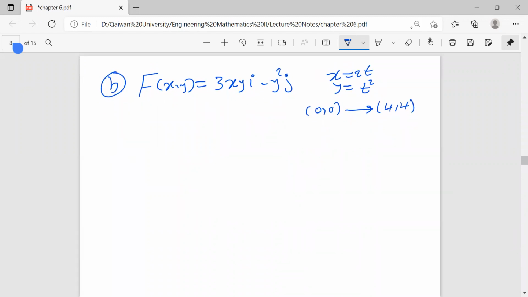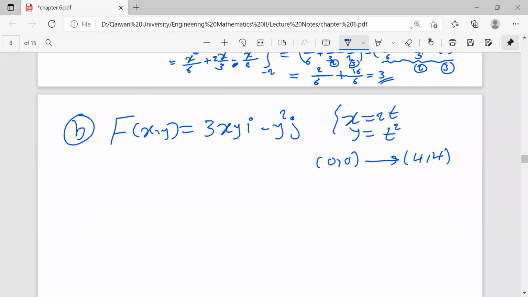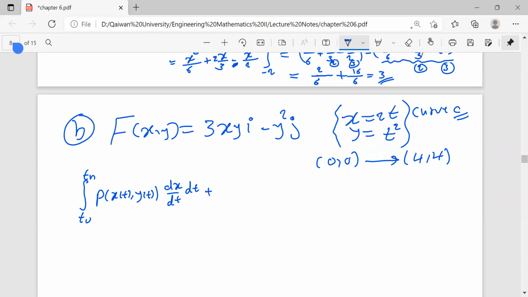As we said above, if we have given the curve, curve C, as a set of parameters, we use this rule for finding the line integral. It's the integration from t naught to tn of p of x of t, y of t, dx by dt, dt, plus q of x of t, y of t, dy by dt, dt. We should first find t naught, tn, p of x of t, y of t, q of x of t, y of t, and also dx by dt, dy by dt.